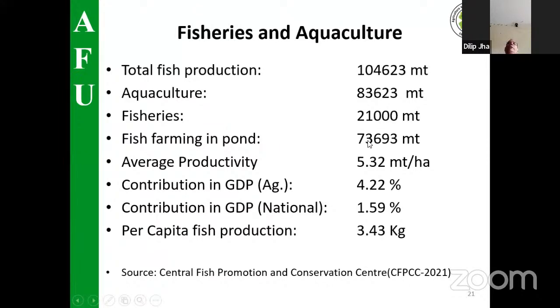So fish farming in ponds, lakes and other places, cage culture, raceway culture. Here, 73,693 metric tons of fish. So average productivity is very low. In some cases it goes up to 9 or 10, but generally it's 5.3 metric tons. The contribution to the agricultural GDP is 4.2, while the contribution to the national GDP is around 1.6. Per capita fish production, or consumption, is only 3.4. It's very low if we compare.